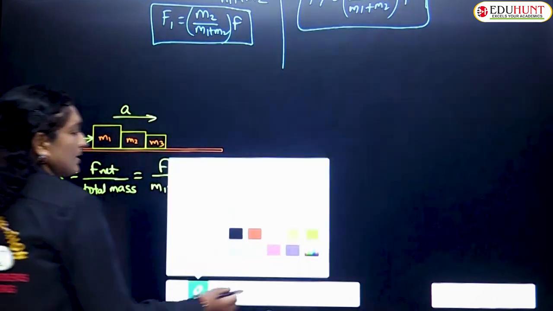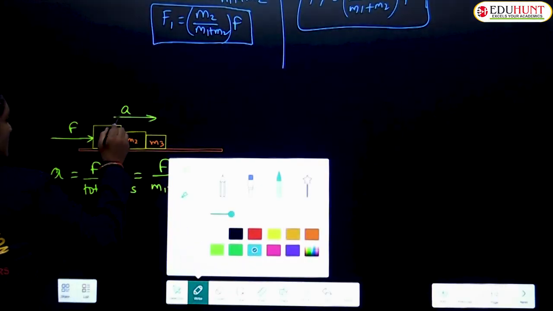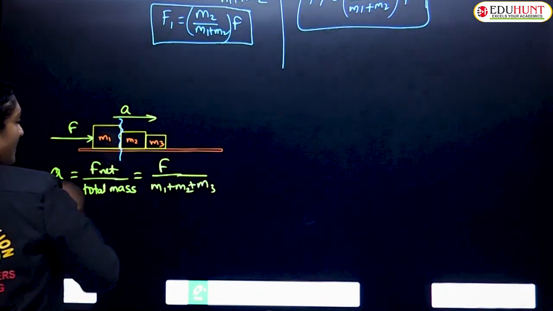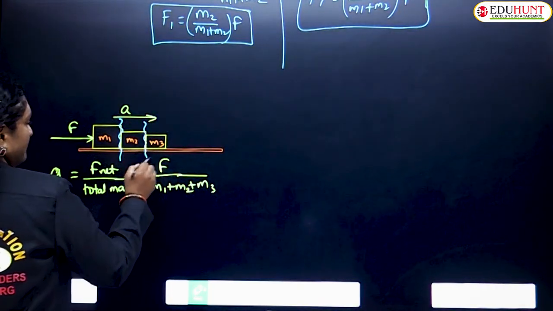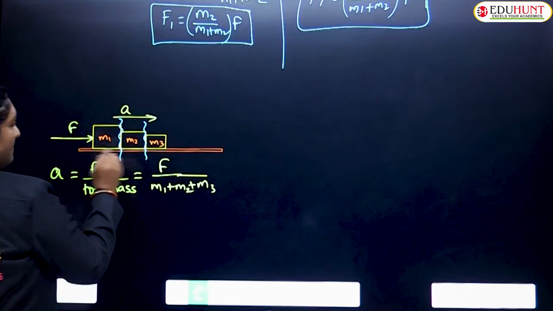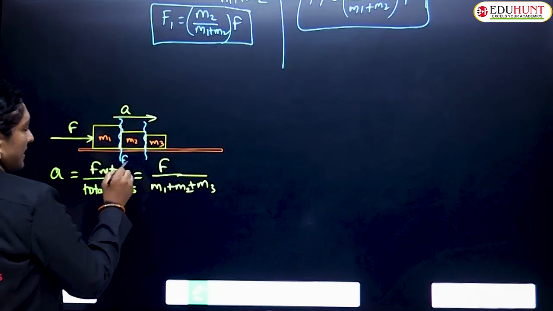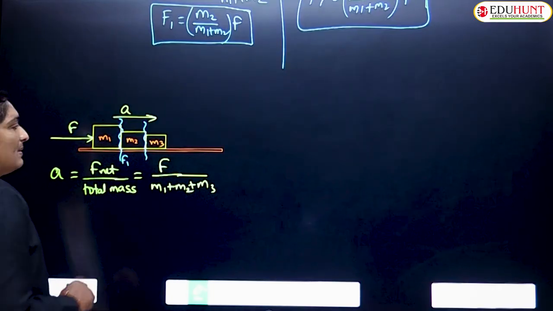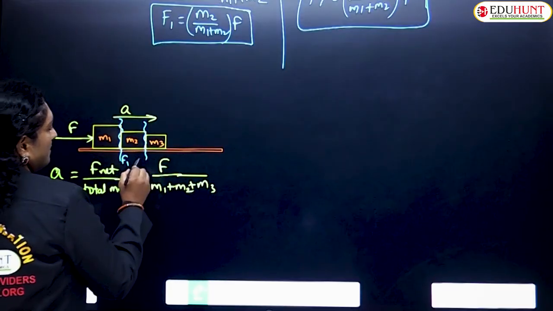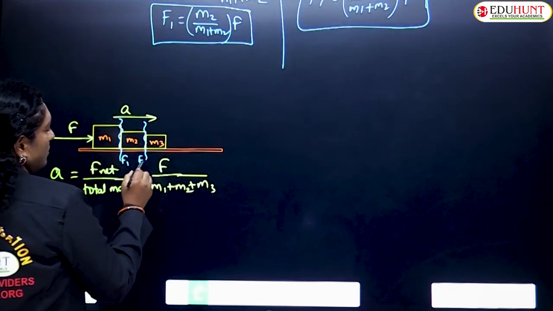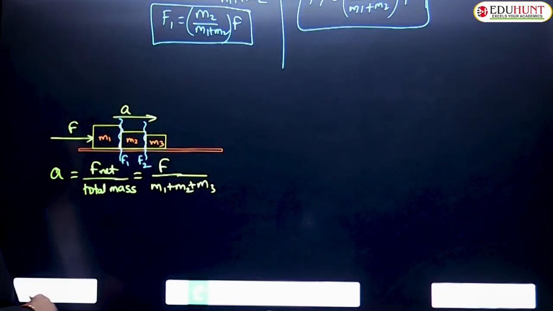Now in order to calculate the contacting force between m1 and m2 as well as m2 and m3, between the masses m1 and m2, let the contacting force be represented by F1, and between m2 and m3, let the contacting force be some F2. So now let us try to find out these two values.